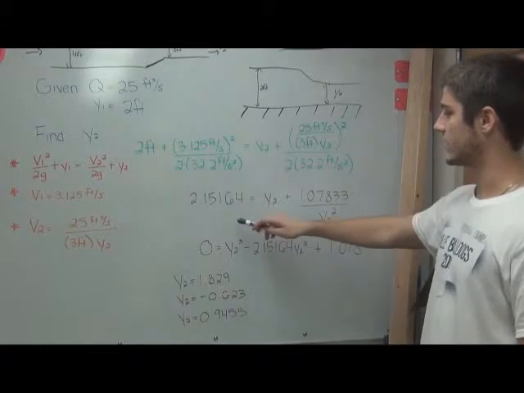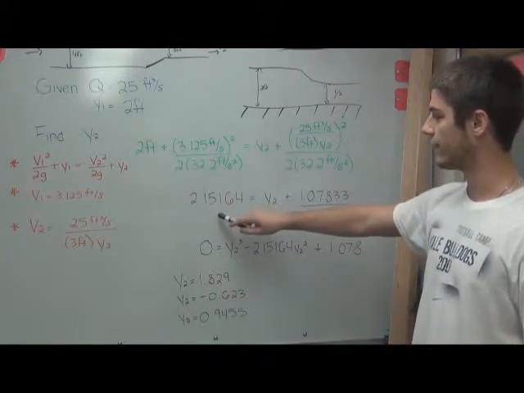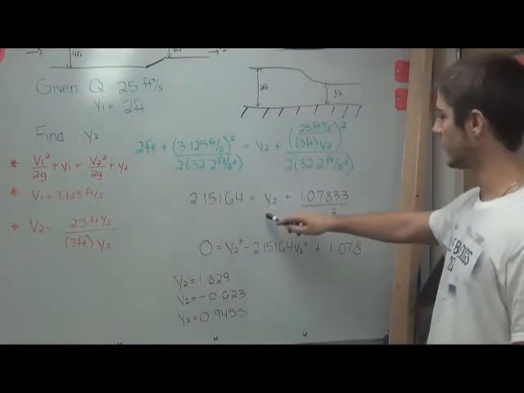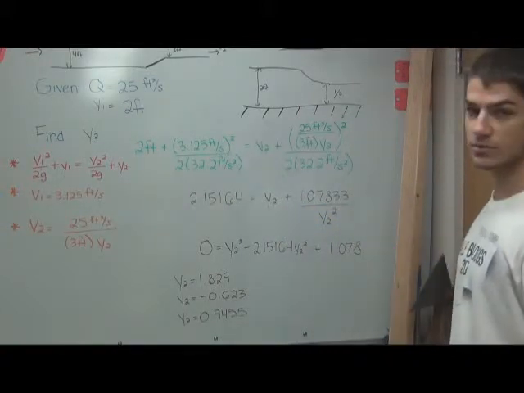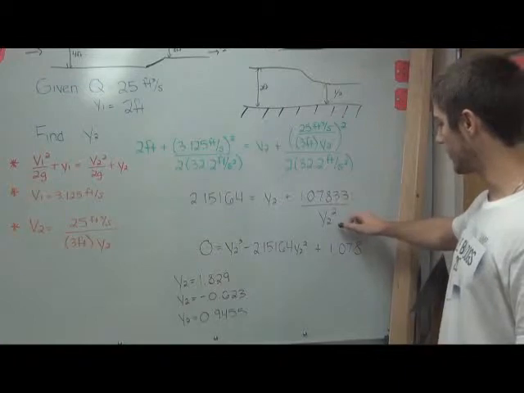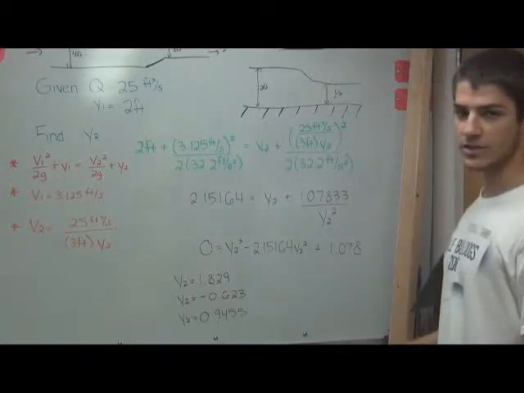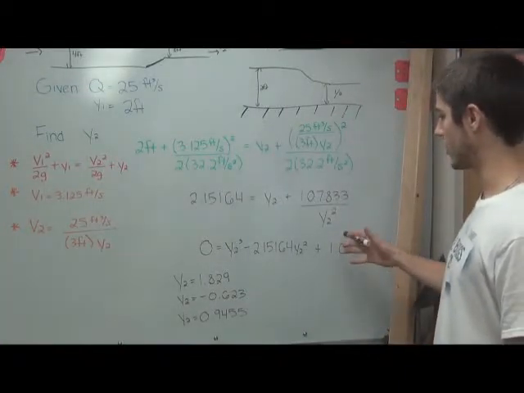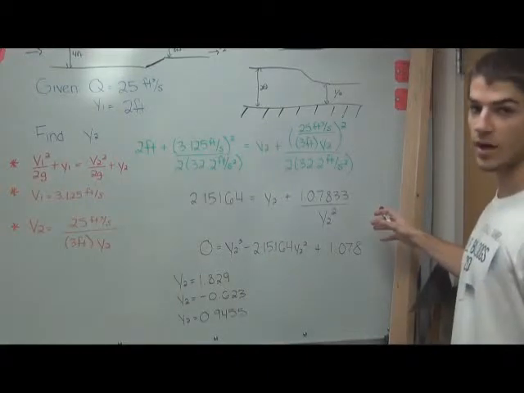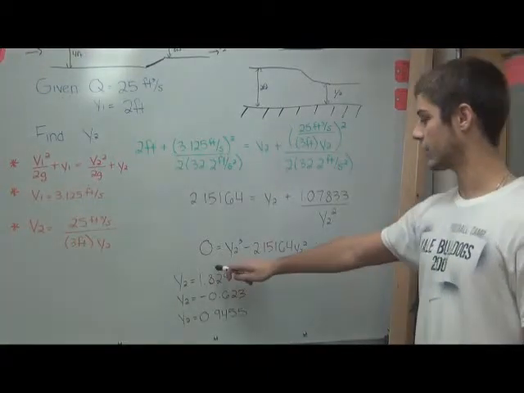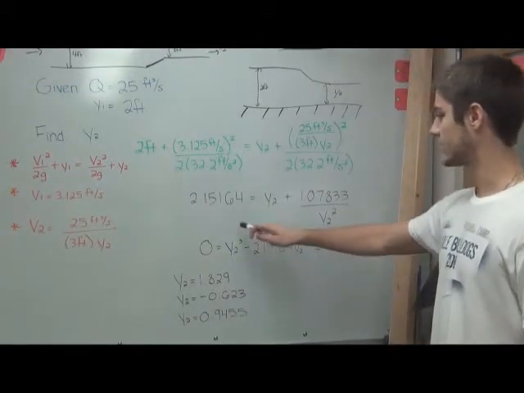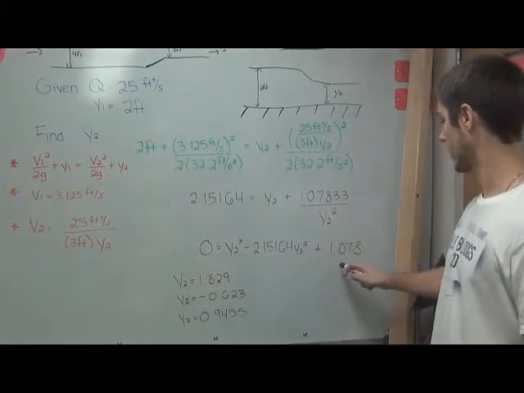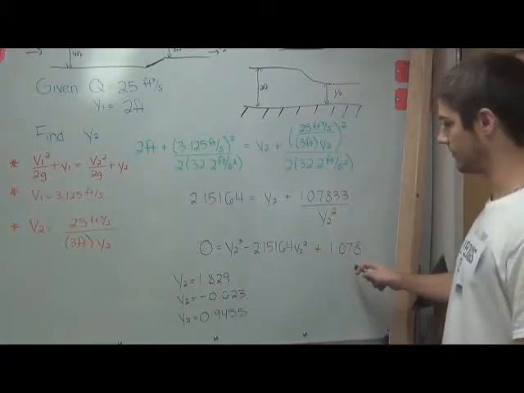If you condense this, on the left side you get 2.15164. That's equal to the right side, which is Y2 plus 1.07833 divided by Y2 squared. So what you want to do is have everything in the numerator, so you can multiply everything by Y2 squared. You're going to have Y2 cubed minus the same number squared, and then plus 1.078.